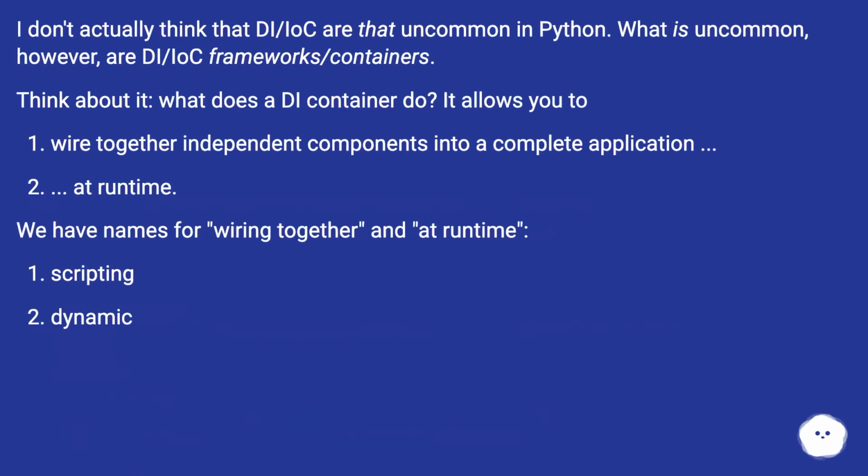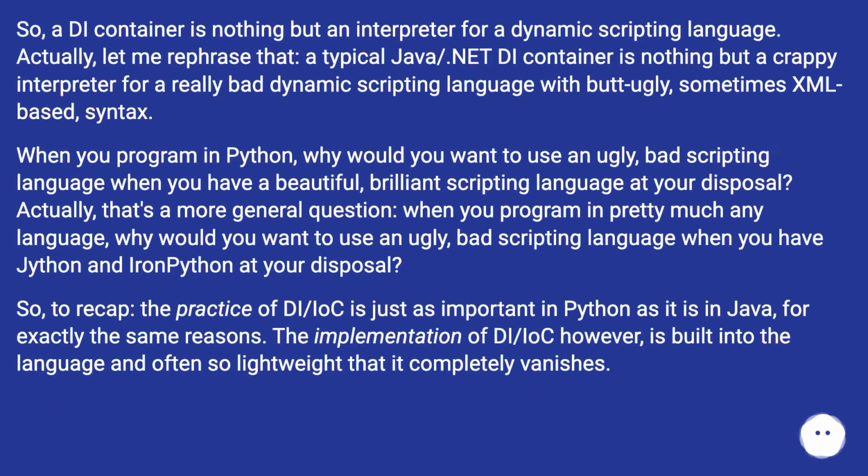I don't actually think that DI/IoC are that uncommon in Python. What is uncommon, however, are DI/IoC frameworks and containers. Think about it, what does a DI container do? It allows you to wire together independent components into a complete application. At runtime, we have names for wiring together at runtime: scripting. Dynamic.